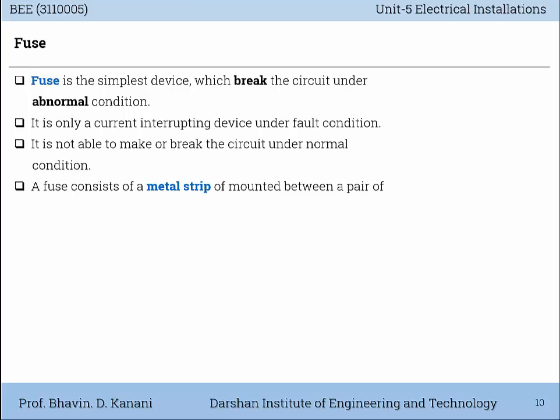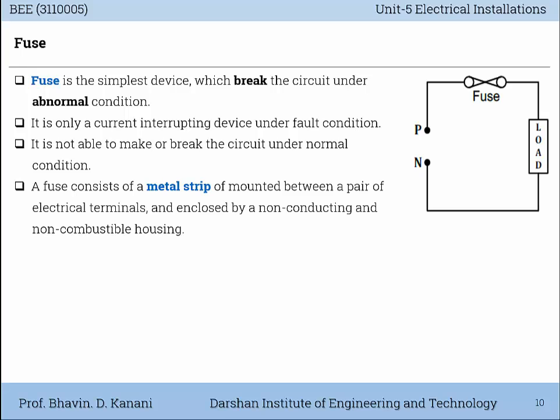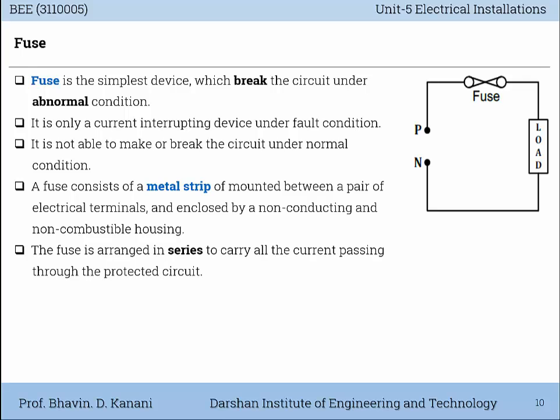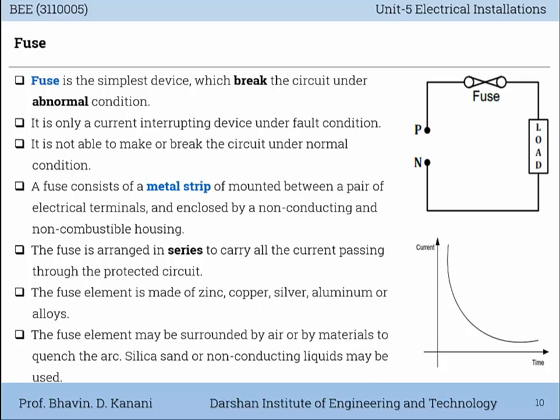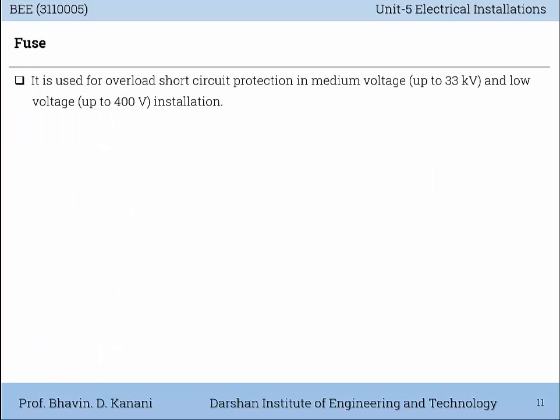A fuse consists of a metal strip mounted between a pair of electrical terminals and enclosed by a non-conducting and non-combustible housing. The fuse is arranged in series to carry all the current passing through the protected circuit. The fuse element is made of zinc, copper, silver, aluminum or alloys. The fuse element may be surrounded by air or by materials to quench the arc. Silica sand or non-conducting liquids may be used. It is used for overload and short circuit protection in medium voltage and low voltage installation.